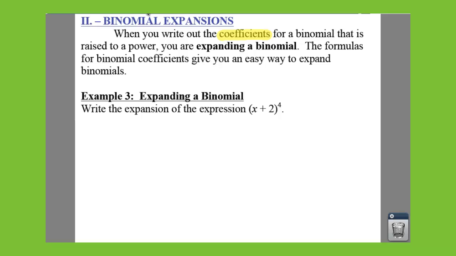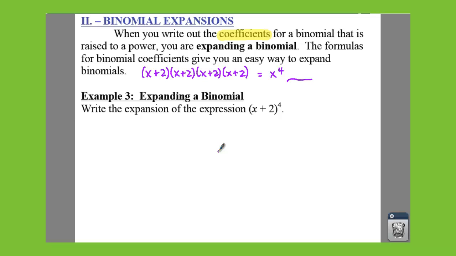So what we're going to do here on example 3 is write the expansion of the expression x plus 2 to the fourth. The reason we use the binomial theorem is because otherwise you would be taking x plus 2 times x plus 2 times x plus 2 times x plus 2, having to multiply all those together and come out with some type of x to the fourth and so on. That would take a little while, but if you do your expanding a binomial with the binomial theorem, it can be a little bit quicker.